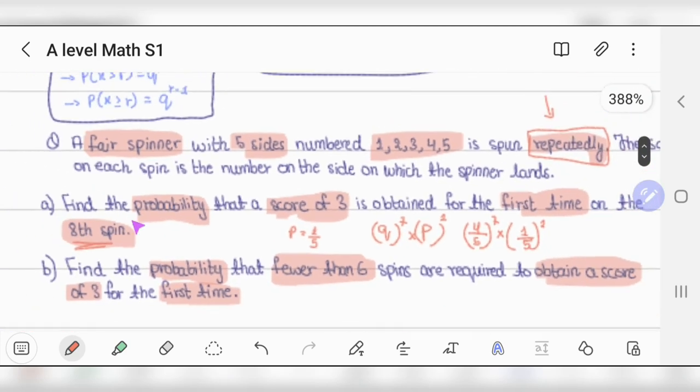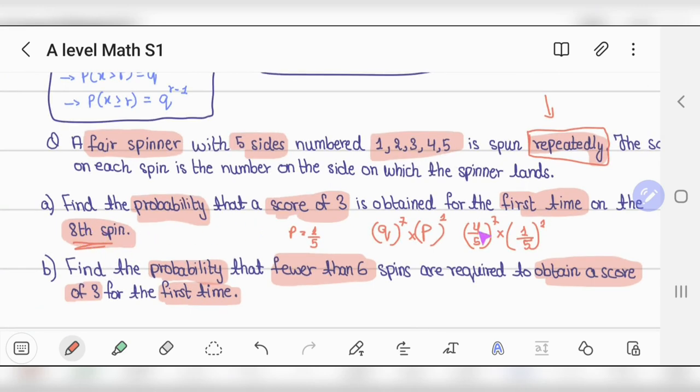And obviously you're not going to make an arrangement, since it says that it will happen on the 8th spin. That's why there's no 7C1 or something like that. It's geometric, not binomial.